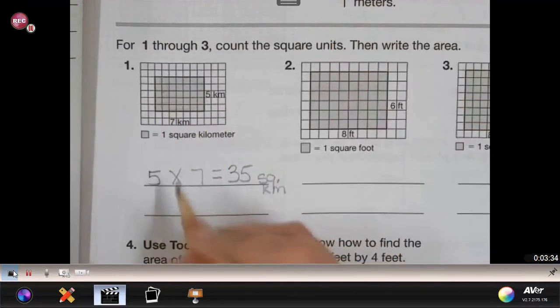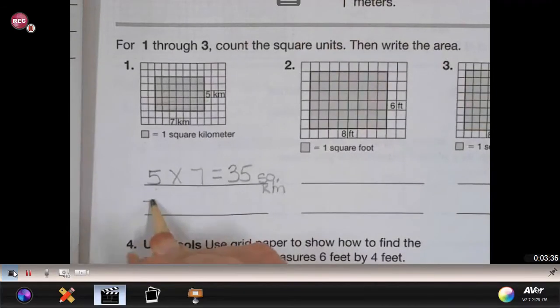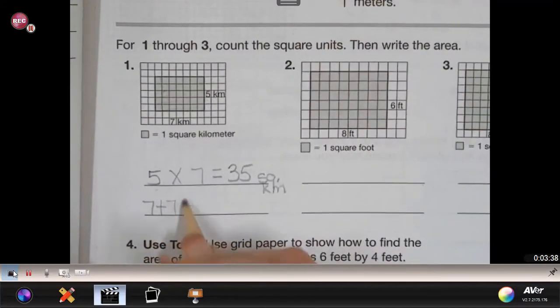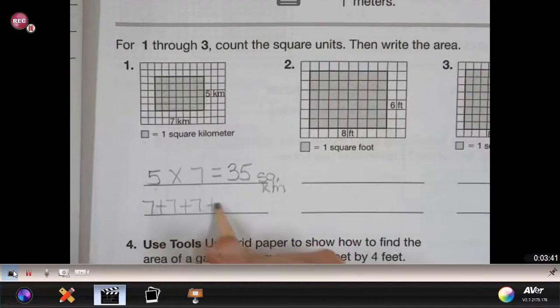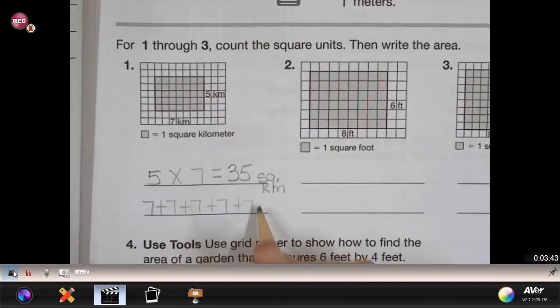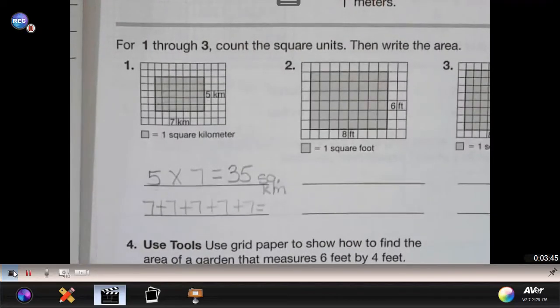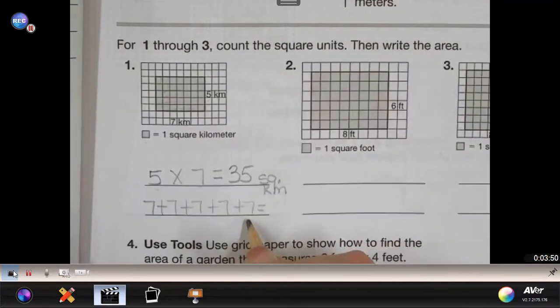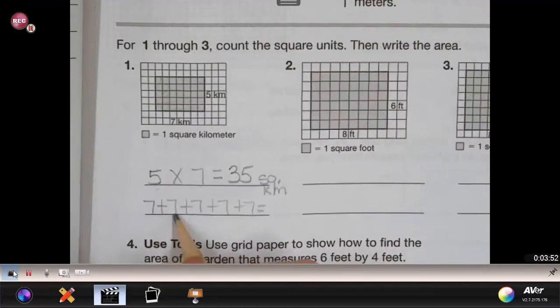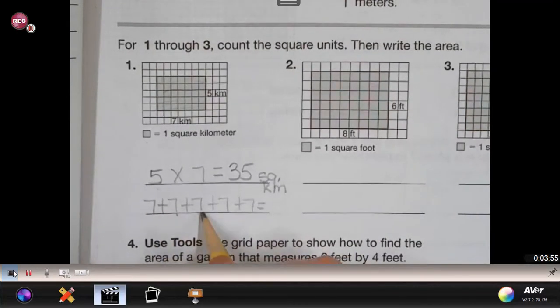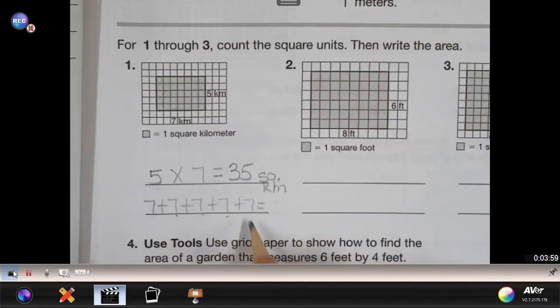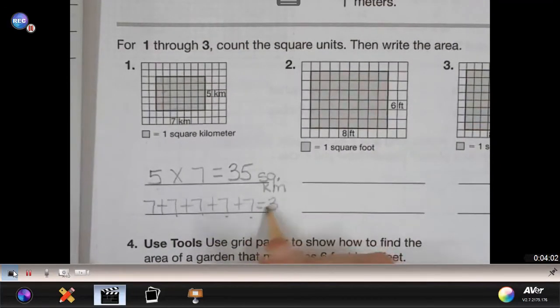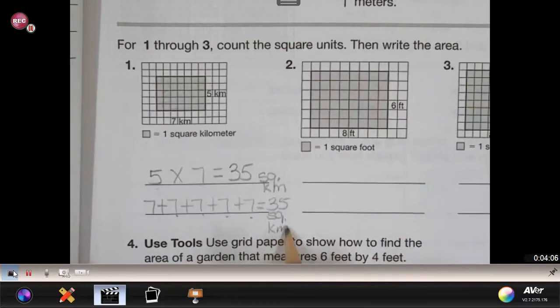Now, to write an addition sentence for this, I would write 7 plus 7 plus 7 plus 7 plus 7. And please show both the multiplication and the addition sentence. So, again, 7 plus 7 is 14, plus another group of 7 is 21, plus another group of 7 is 28, plus another group of 7 is 35 square kilometers.